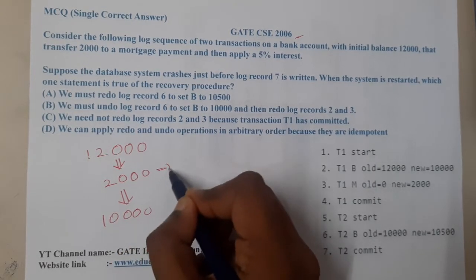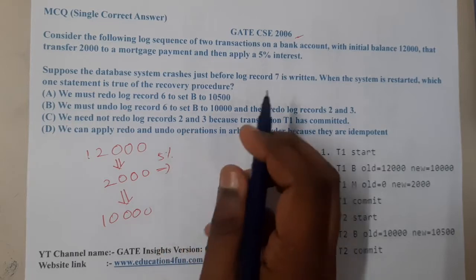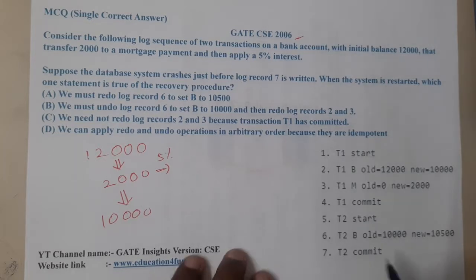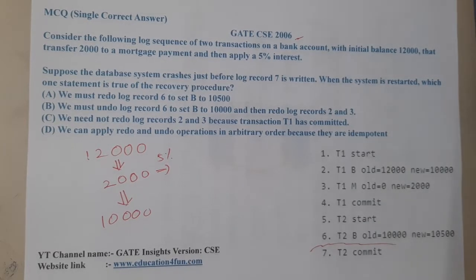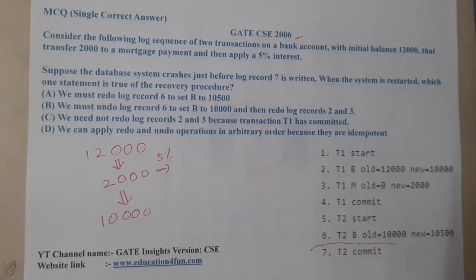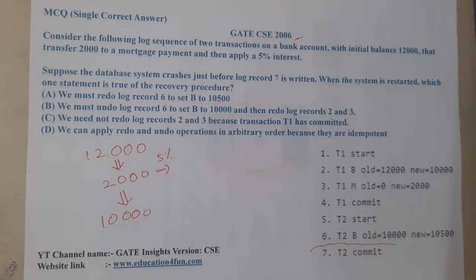And on this we are applying the 5% interest also, and suppose that the database system crashes just after log 7 is written. So before committing, it has crashed, guys. Now when the system is restarted, which one statement is true of the recovery procedure? So basically, what recovery procedure we should do is the question.